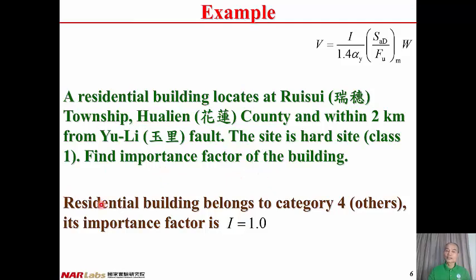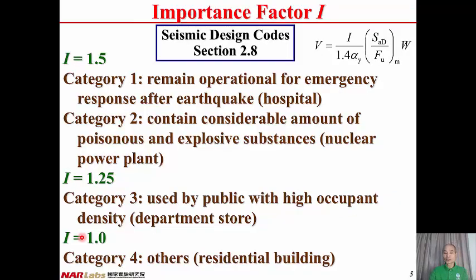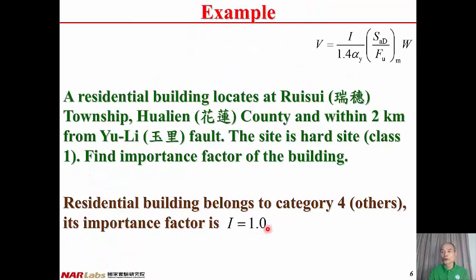Because the building is a residential building belonging to Category 4, there's other buildings. Therefore, its importance factor from the previous line, the importance factor for Category 4, I equal to 1.0. Therefore, the importance factor here, I equal to 1.0.